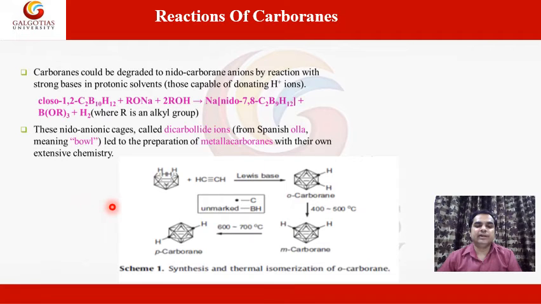Another reaction: when acetylene reacts with decaborane in the presence of a Lewis base, we get ortho-carborane. Unlike boranes, they are highly stable in nature, that is, thermally stable at around 400 to 500 degrees centigrade in an inert atmosphere. They convert into the form of meta-carborane, and further on treatment at 600 to 700 degrees centigrade, meta-carboranes can also be converted into para-carboranes.